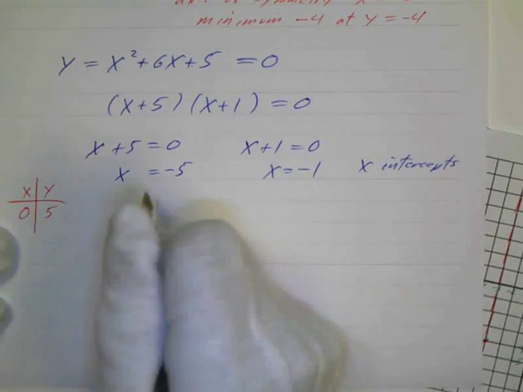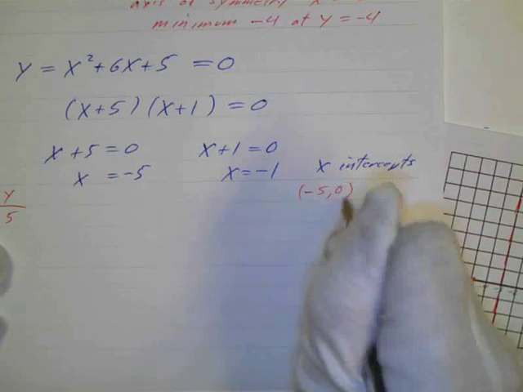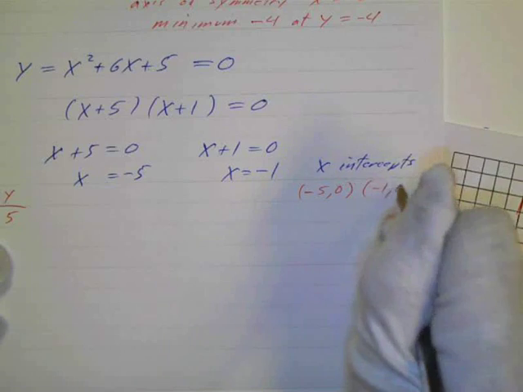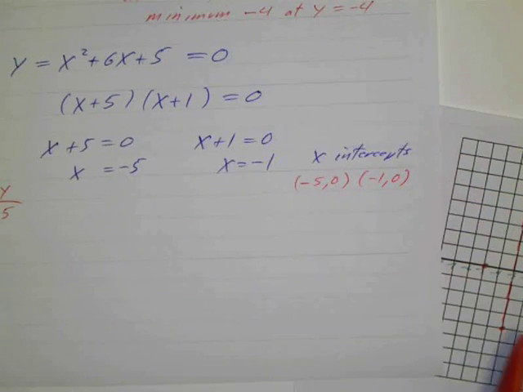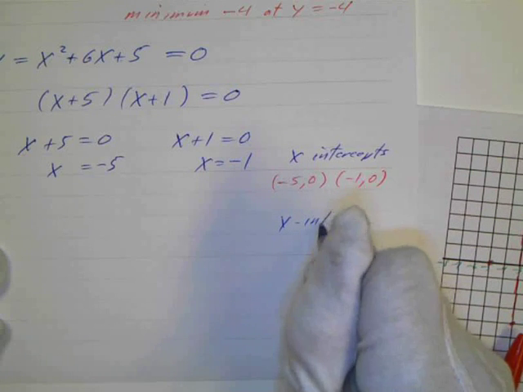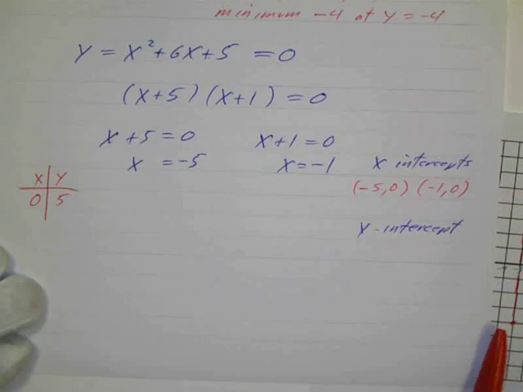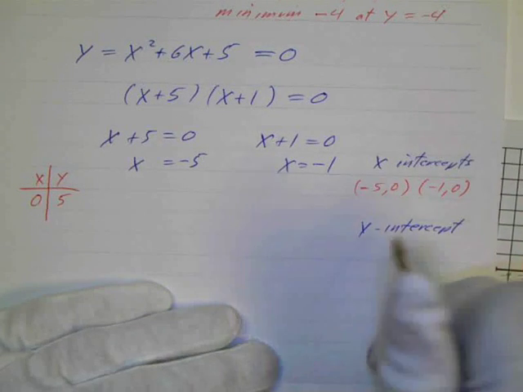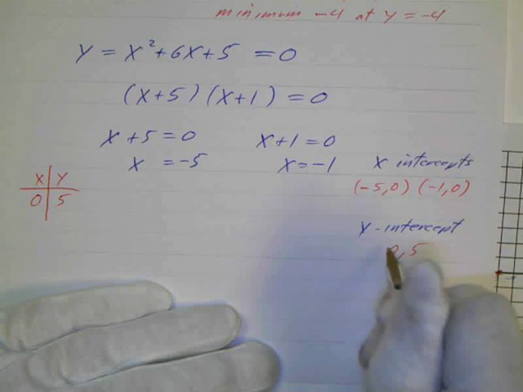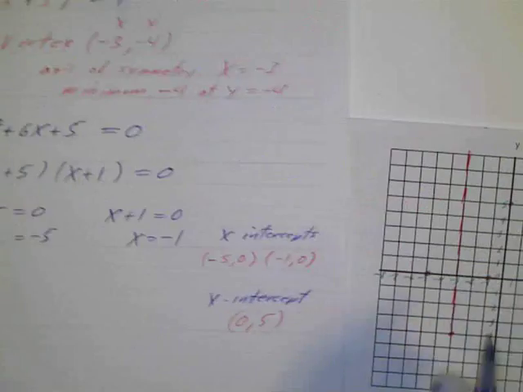So the x-intercepts are going to be at -5 and y is 0, and -1, 0. So those are the x-intercepts. And then the y-intercept, we only have one of these. It is going to be when x is 0, and y is 5. The x-intercept is when y is 0, and the y-intercept is when x is 0. So we can put that point in.